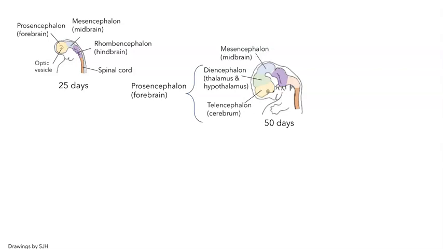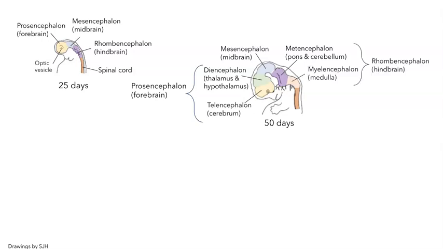Here's the mesencephalon or midbrain. Hasn't changed. But the rhombencephalon, the hindbrain, can now be distinguished as two different parts. There's what's called the metencephalon that will differentiate to give rise to the pons and the cerebellum, and the myelencephalon that will differentiate to become the medulla. And then we have the spinal cord.